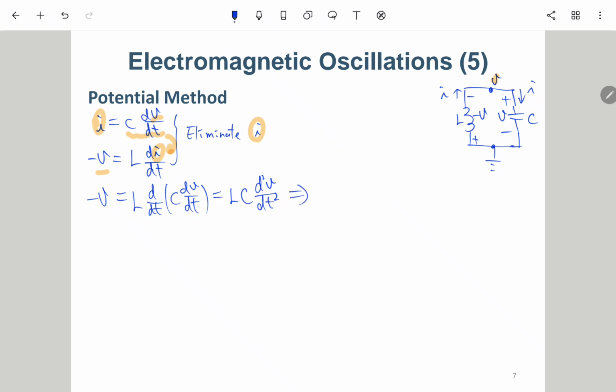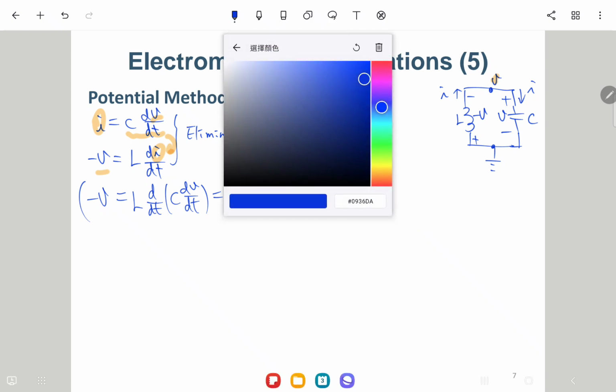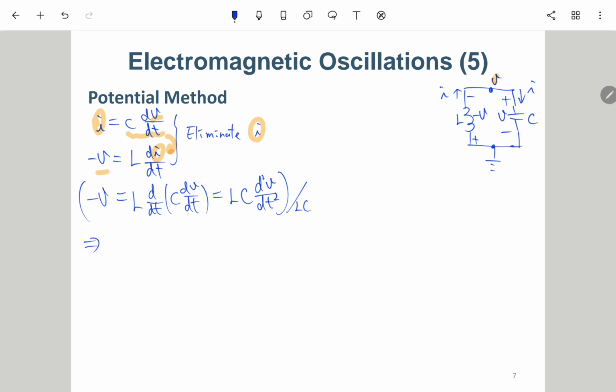In this case, we can also divide LC on both sides, and then we try to arrange the terms. So it turns out to be the second derivative of V with respect to time plus 1 over LC times V equals 0. So LC and LC cancel, so we have this term, and then we move this one to the other side and divide by LC. So it becomes 1 over LC times V, and then the sum is 0.